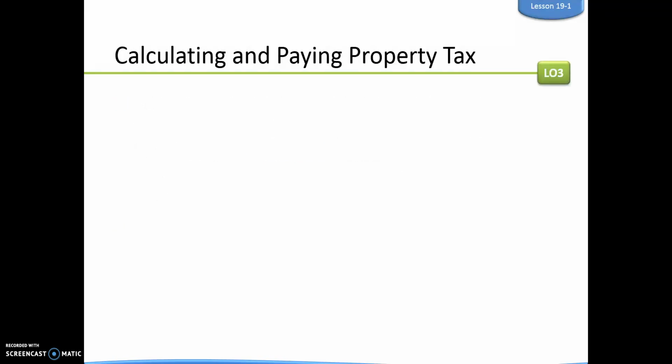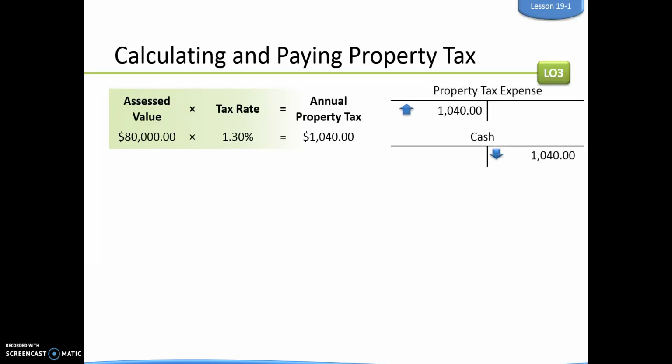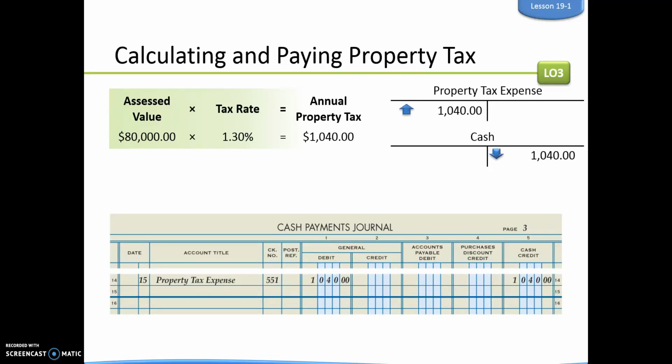So when we take a look at this, let's say we bought a piece of land and we really paid $60,000 for it, but an assessor came out one year and said that the assessed value is $80,000. That's what we pay taxes on. So if the assessed value is 80 and the tax rate is 1.3, when we do that calculation, we wind up with annual property tax of $1,040. So our property tax expense will go up, cash will go down with a credit, and that will go in our cash payments journal.